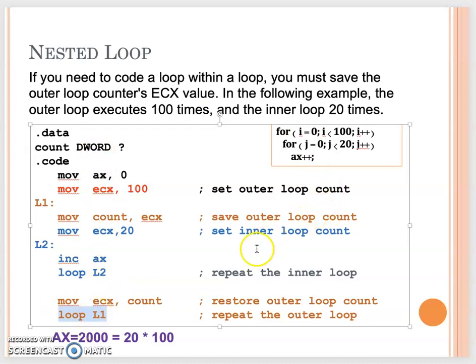So here is just a simple example. I didn't do much, but we just want to show you that when you have a nested loop, because we only use the ECX as a counter, you need to restore that.